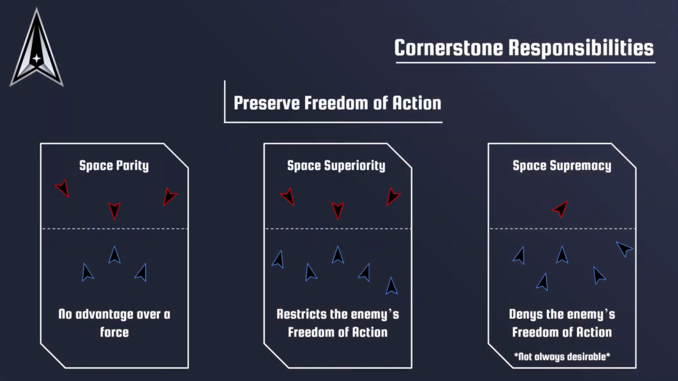Lastly, we have space supremacy. This is where one side, the blue side, controls all of space, and the red side is left at the blue side's will. Now, this is not always desirable as space operators. Sometimes we want our enemies to have access to certain lines of communication, such as medical lines of communication or liaison communications, so we can talk to them for peace talks.